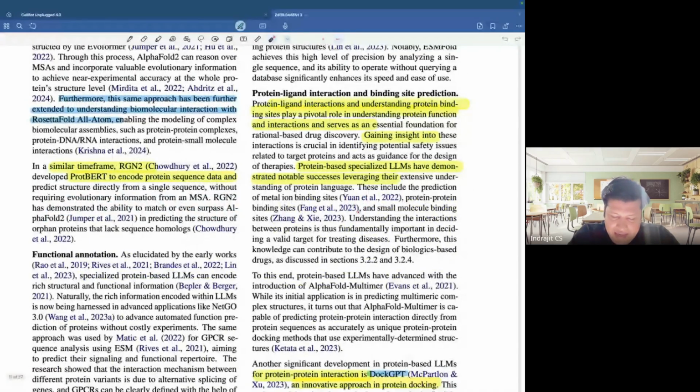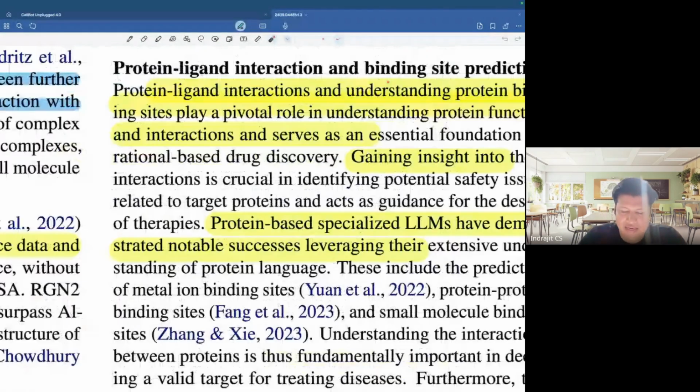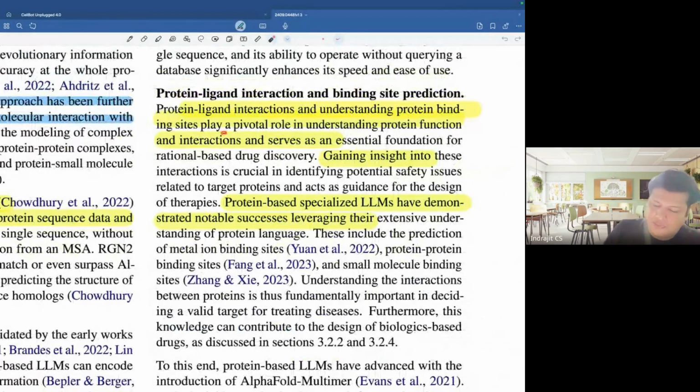And there is protein-ligand interaction and binding site prediction. Protein-ligand interaction and understanding protein binding sites play a pivotal role in understanding protein functions, right? And interaction serves as the essential foundation for rational drug discovery. So it basically helps in gaining insights into these interactions, which is crucial in identifying potential safety issues related to target proteins, and acts as guidance for the design of therapies. Okay, so protein-based specialized LLMs have demonstrated notable success leveraging their extensive understanding of protein language, and this includes prediction of metal ion binding sites or protein-protein binding sites or small molecule binding sites, etc.